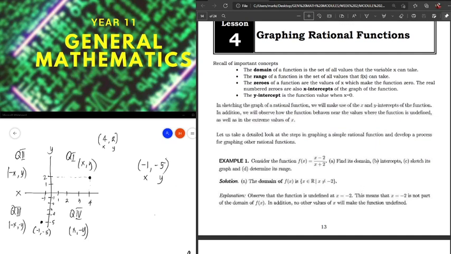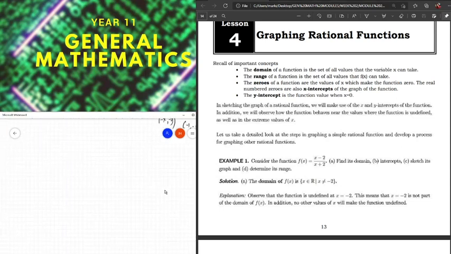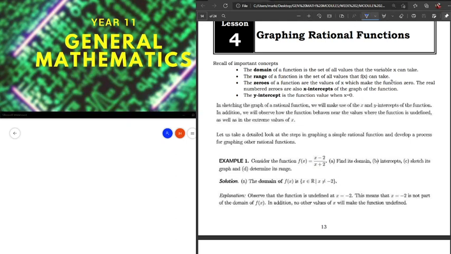Please have your module with you. In graphing a rational function, in our previous video, we already talked about solving rational functions, specifically rational equations and rational inequalities. These are the important concepts that we need to know. The domain is the value of the x's. The range are the values of your y, or the output. So this is the output, this is the input.